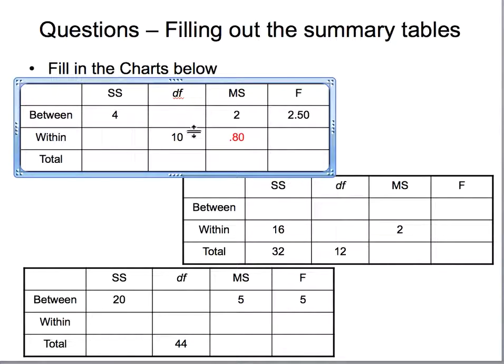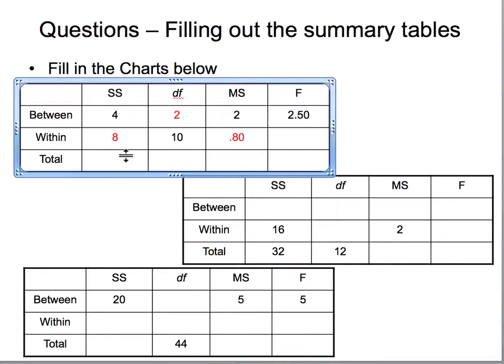So I ask myself, what is that value? I can figure it out by multiplying back. So 0.8 times 10 gives me 8. Likewise, I can figure out this one now, right? I know that 4 divided by something gives me 2. To figure that out, I can go 4 divided by this 2 gives me this 2.